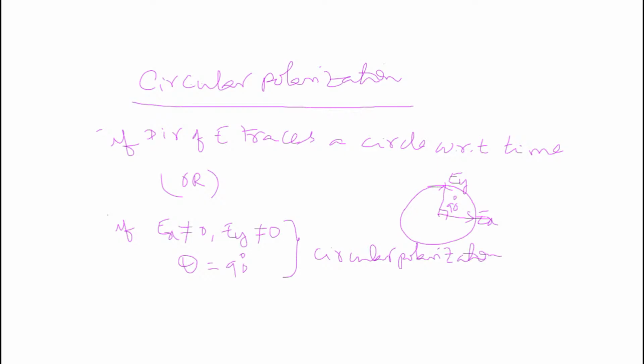The equations for Ex and Ey in the time domain: for a lossless medium, we can write Ex equals E naught cos of omega t minus beta z. And Ey can be written, as the amplitudes are equal, as E naught times, with a 90 degree phase difference, sine of omega t minus beta z.